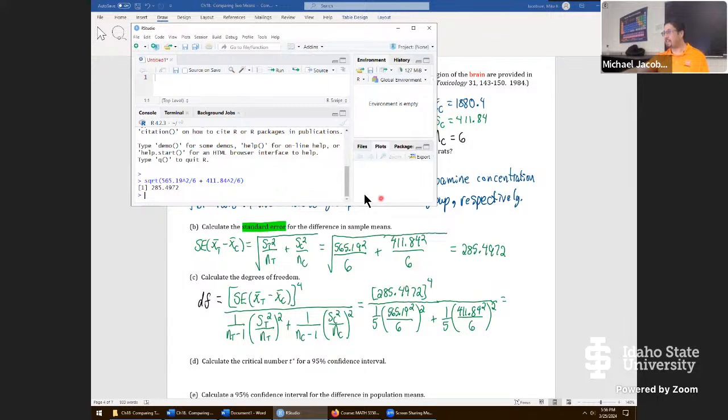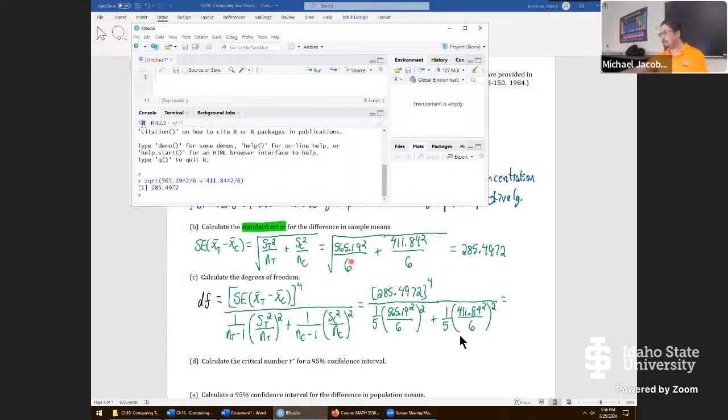Either case, it's back to the calculator, and this time we'll be really careful putting this in. Starting with the numerator, just go 285.4972 power 4, then divide by, we need another parenthesis around everything we see here, so that'll be our overall parenthesis. For the 5th times, new parenthesis for this one, 565.19 squared, divide by 6. Now I'm at that stage, power 2.